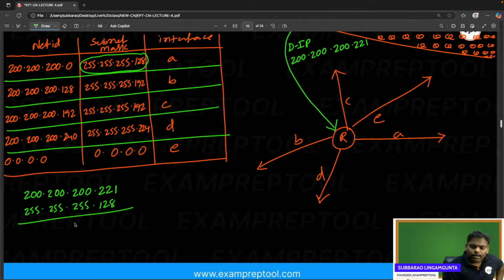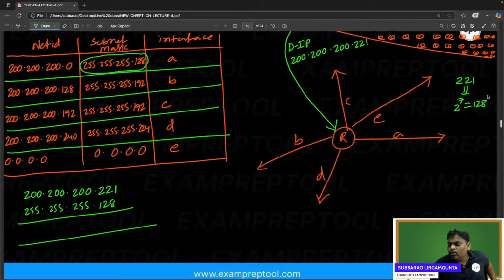Now it will do the AND operation. Can you help? 221, how do we write it in binary format? I think it's 128 there. Let me write 221. 2 power 7 is 128. The remaining is 72. 72 means 2 power 6, 64. The remaining is 8, 2 cube, 8. So 64 plus 8 is 72, and 72 plus 128.